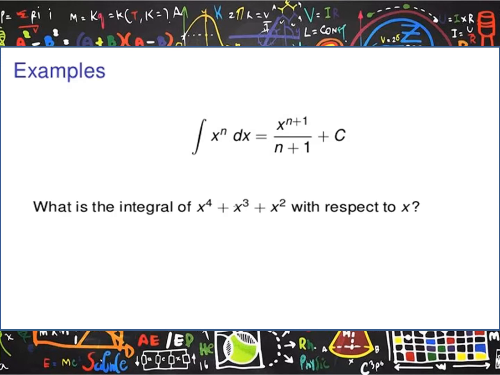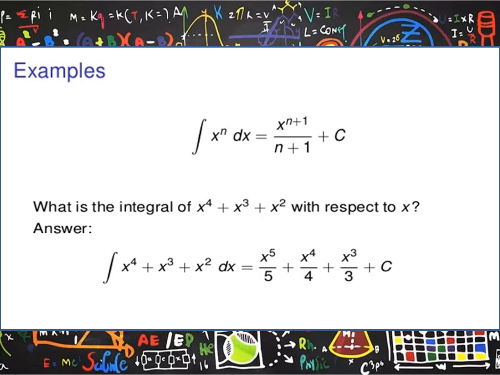What is the integral of x to the power 4 plus x cube plus x square with respect to x? To calculate, you need to first write it in a proper standard form, that is integration of the whole question which is given, that is x raised to 4 plus x cube plus x square dx, which equals x raised to 5 upon 5, x raised to 4 upon 4, plus x cube by 3 plus constant c.